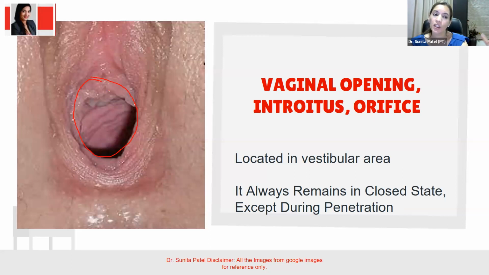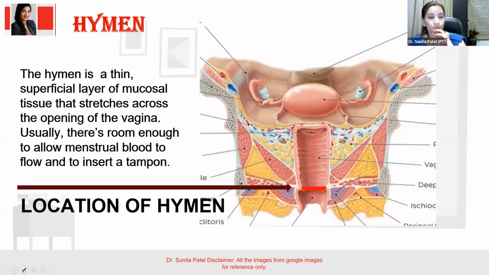But after puberty, when we are going to have the periods, the thin skin is going to dissolve slowly. So this particular thin skin, we name it as the hymen. So we are going to discuss about the hymen now. Hymen. So hymen is a thin superficial layer of mucosal tissue that stretches across the opening of the vagina.